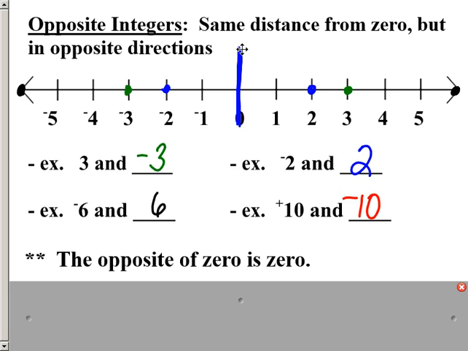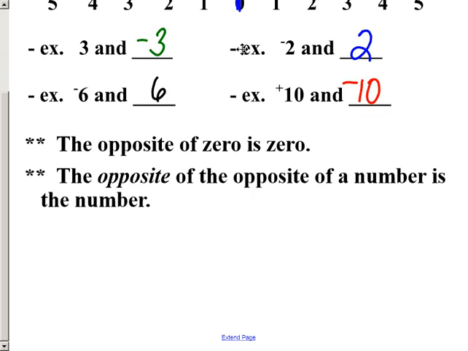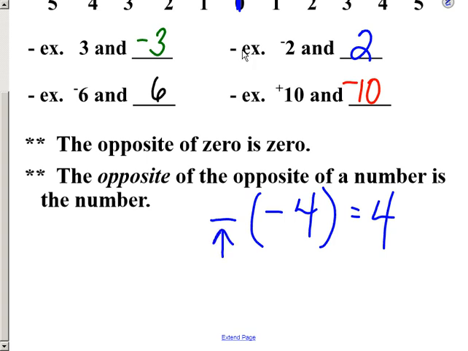Now, something that sounds a little odd, but that we do need to know, is that the opposite of the opposite of a number is the number. Again, that sounds a little weird, but let's think about what that's saying for a minute. Think about negatives meaning the opposite, so not. The opposite of 4, for example, would mean negative 4. The opposite of negative 4, that's what this is saying, is 4. The opposite of negative 4 is 4.